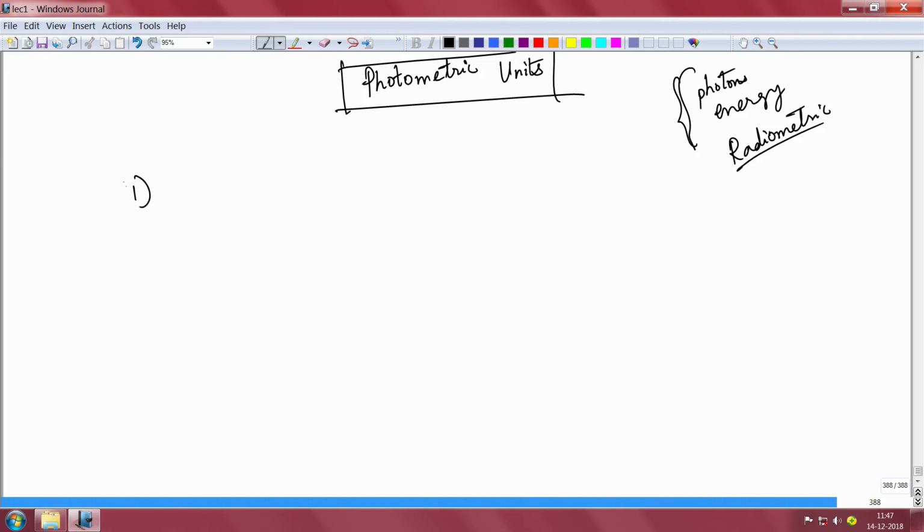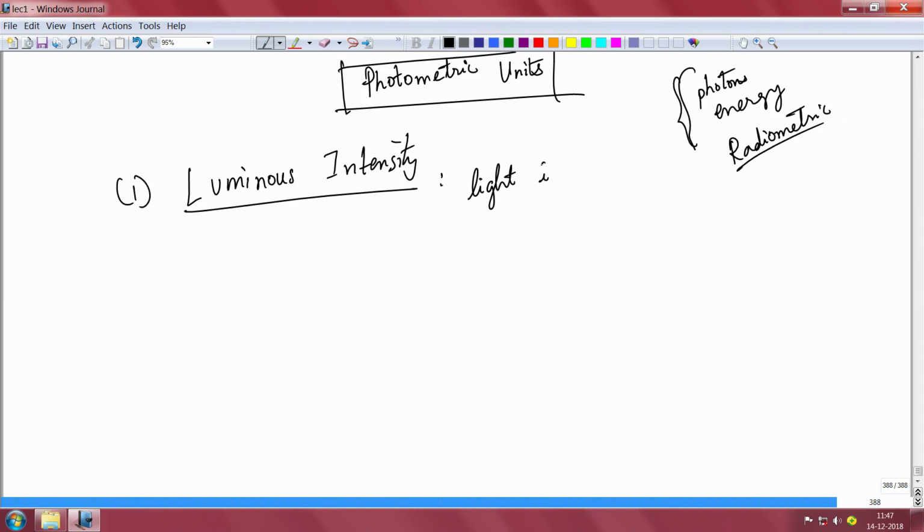So the first important photometric unit is called luminous intensity. You might have heard this word. What is the luminous intensity of a source? Suppose I have an LED, an incandescent lamp, a tube light, or a CFL bulb. Their luminous intensities might be different. Luminous intensity is the light intensity as perceived by the human eye.